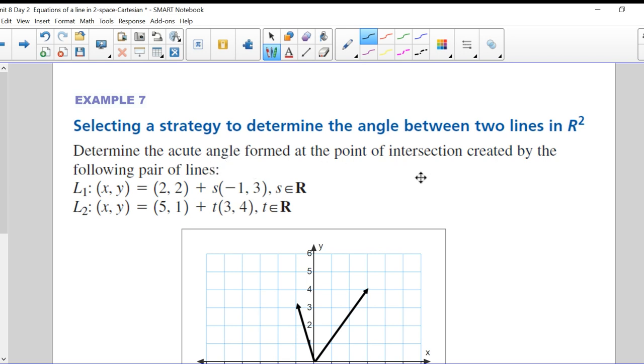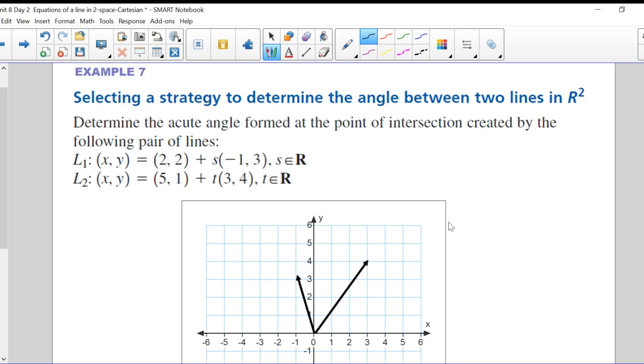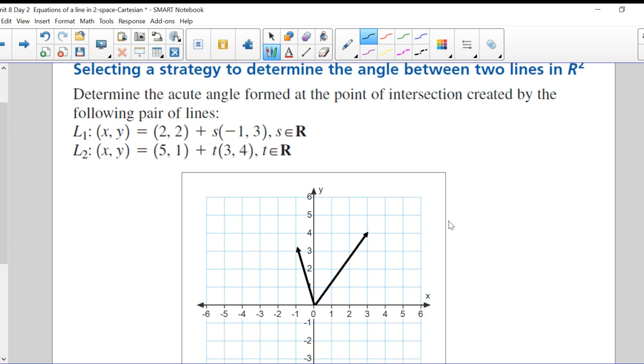Determine the acute angle formed at the point of intersection created by the following pairs of lines. They specified acute angle because two lines intersecting will form two angles. Could be on this side over here where I'm pointing. But if you were to extend these lines, there'd be another angle created, which should be more of an obtuse angle. So they specify that it's going to be an acute angle.